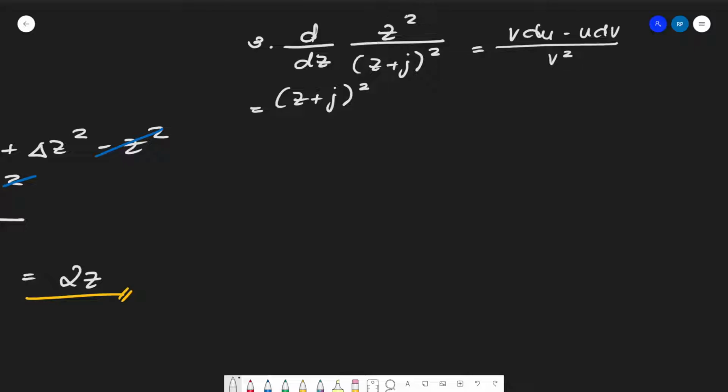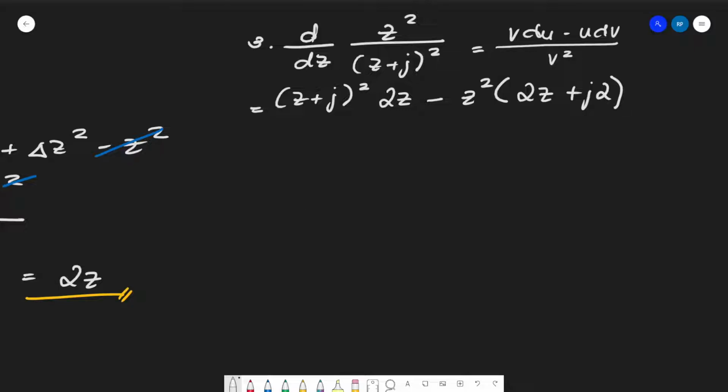Then, du, what is the derivative of z squared? Alam natin that is 2z. Then, minus yung z squared natin times the derivative nito. What is the derivative of z plus j quantity squared? So, we have 2(z plus j). Bakit siya naging 2(z plus j)?